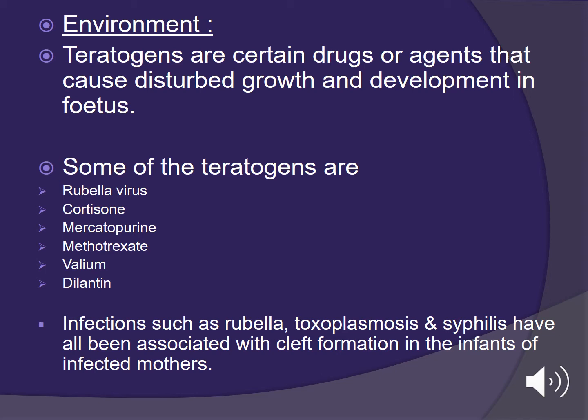For the environment, teratogens are certain drugs or agents that cause disturbed growth and development in the fetus. Some of the teratogens are rubella virus, cortisone, mercaptopurine, methotrexate, valium, iodine. These are all drugs used. Infections such as rubella, toxoplasmosis, and syphilis have all been associated with cleft formation in the infants of infected mothers. So if the mother takes any drugs related to teratogens, the baby will have a higher risk of the cleft.